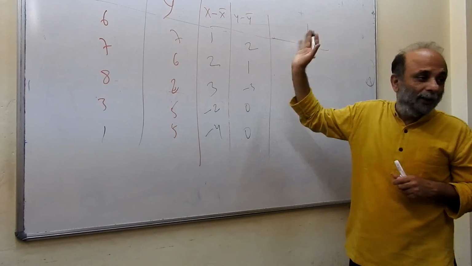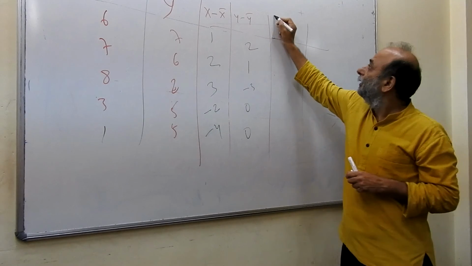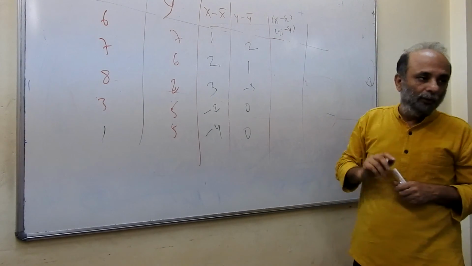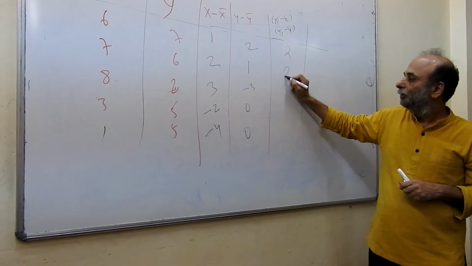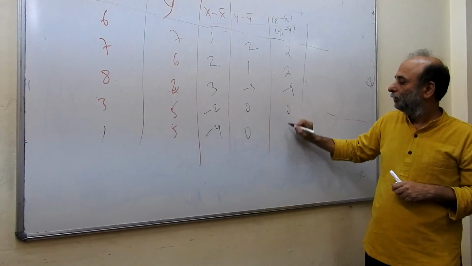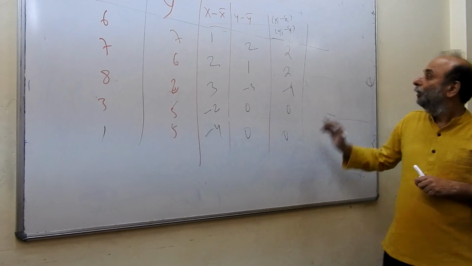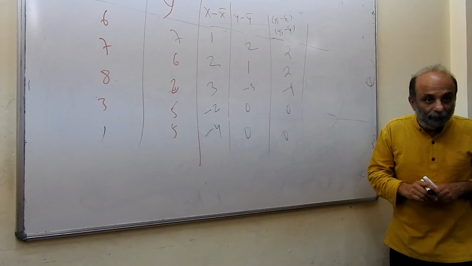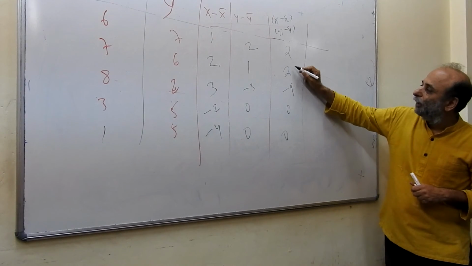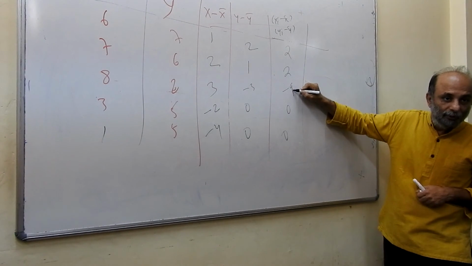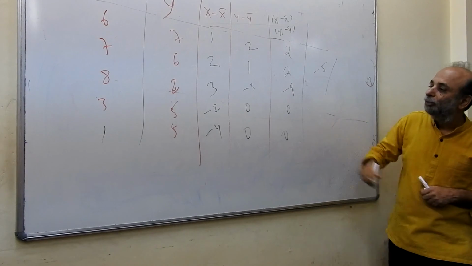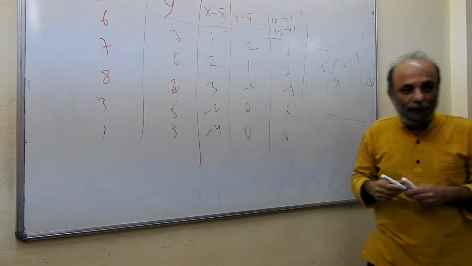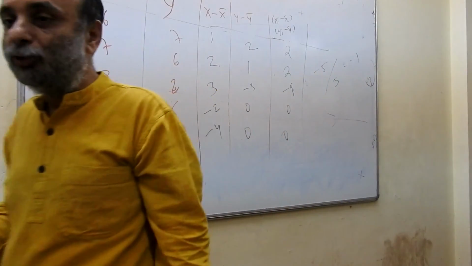Now you must multiply the two. So what do you get here? 2. Then what should you do? Add all of them. So what is the summation? How do you get 4 minus 9? Minus 5. Divided by 5. The answer is minus 1.